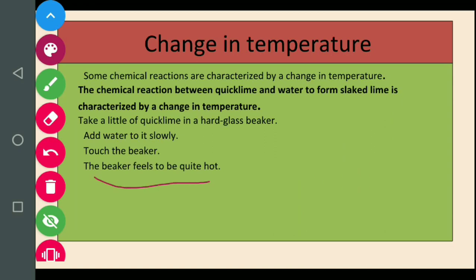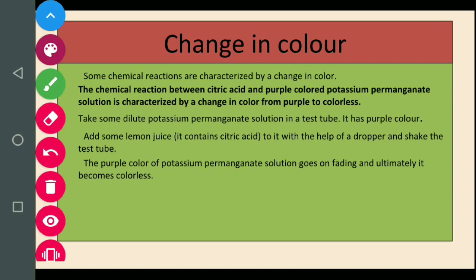And if you touch the beaker you will find it hot. It shows that there is a change in temperature. Next, change in color also, right? Some chemical reactions are characterized by change in color. This can be explained with the help of an experiment.